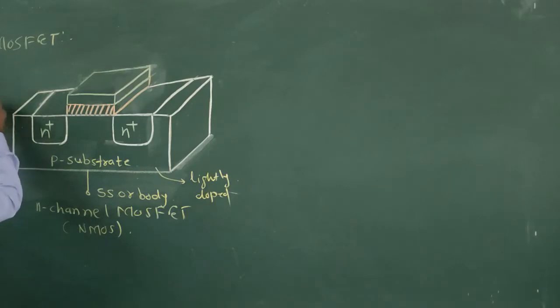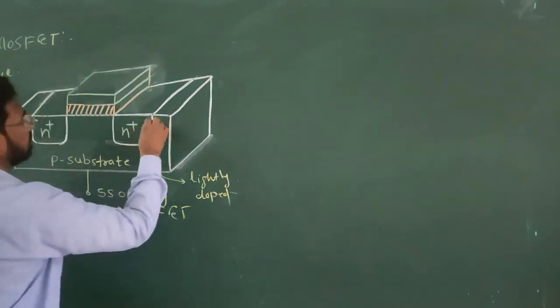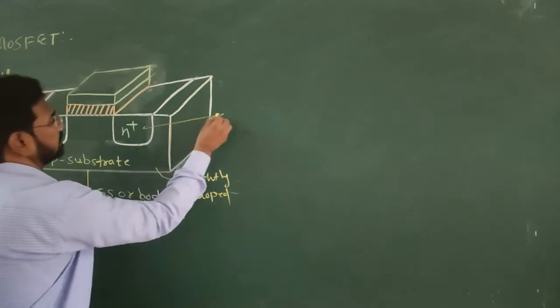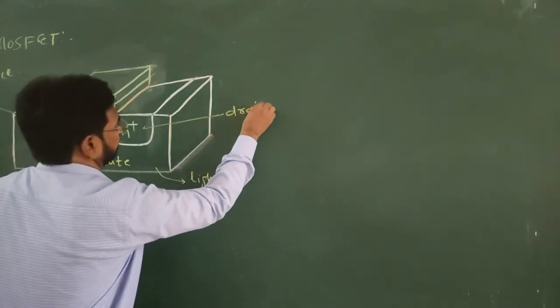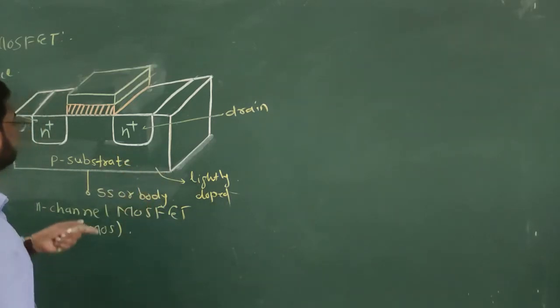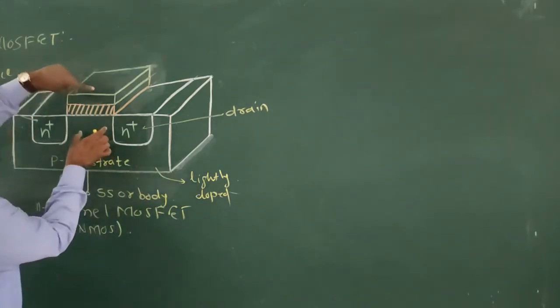So, let us label this. This complete portion is the source and this complete portion from this to this is the drain region. I have not connected the external leads yet. I want to explain this portion, how it is built.